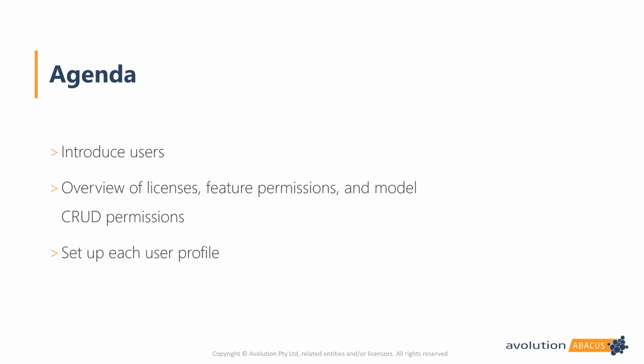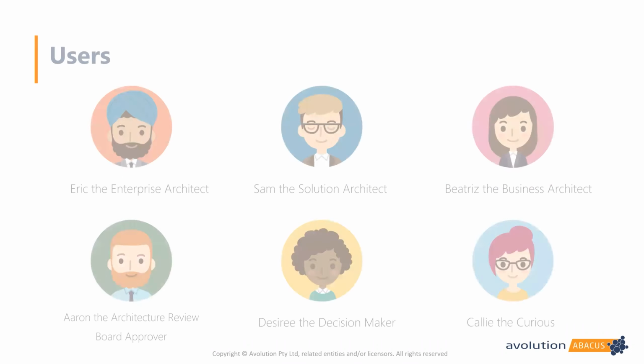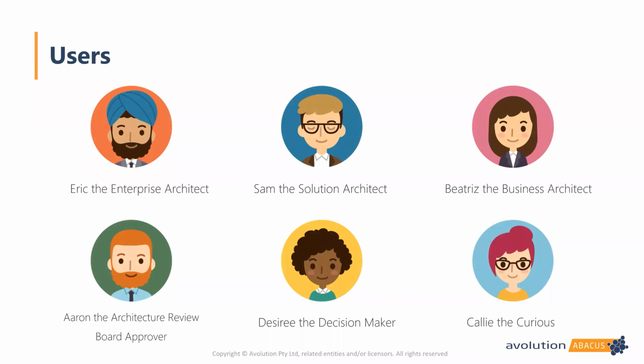And then we'll go through the steps of setting up each user's profile. So we'll see at a high level what types of licenses, feature permissions, and model CRUD permissions each of those users would need to give you an idea of how you might need to set up your users and enable the types of roles that are needed at your organization. So with that, let's get started with our users.